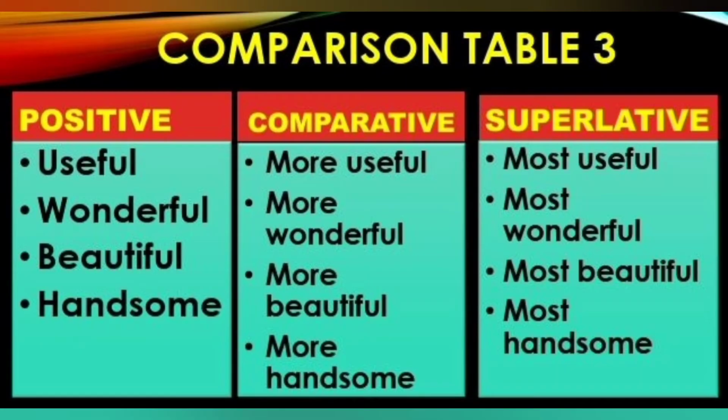So now in table 3 we see something different, that is the words which are of 2 or more syllables. The words which can be divided into 2 or more syllables. When you talk about the first word, useful, it can be divided into 2 syllables, use-ful. And talking about the second word, wonderful. Therefore, such words when changed into comparative and superlative forms, they don't take ER and EST forms. They normally take more for comparative degree and most for superlative degree.